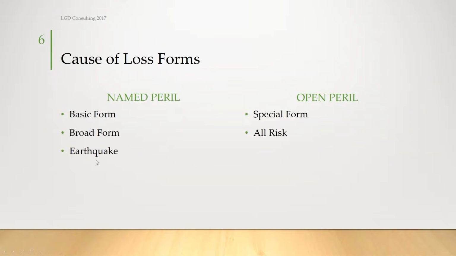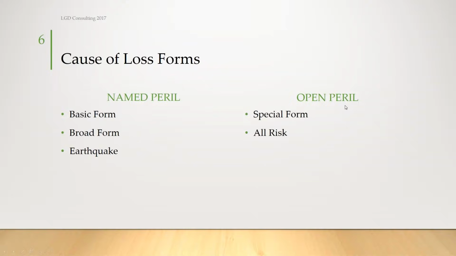Either it's a named peril form that lists perils we cover, like basic, broad, and earthquake in commercial. All right. These are forms that actually list perils we cover. Basic form for dwelling covers fire, lightning, and internal explosion. So if it's not on that list, it's not covered. So again, these list perils we cover.